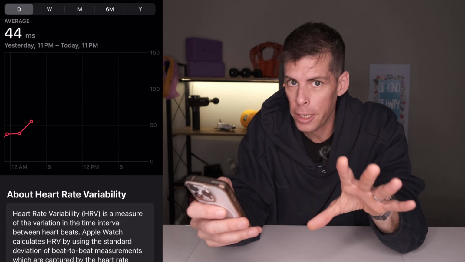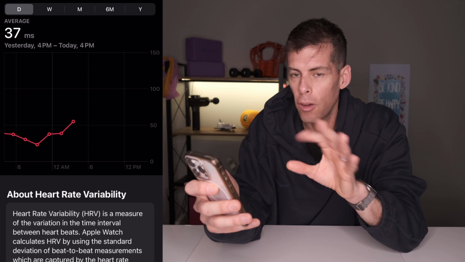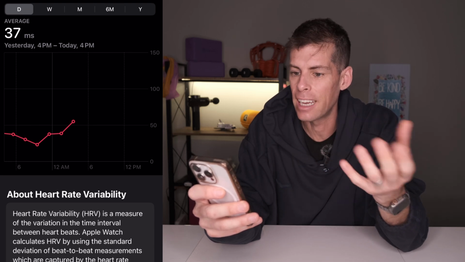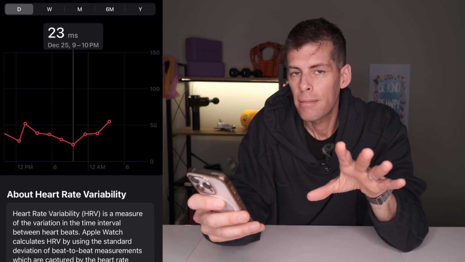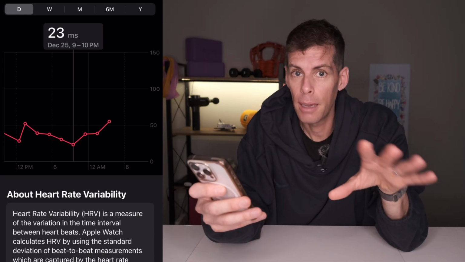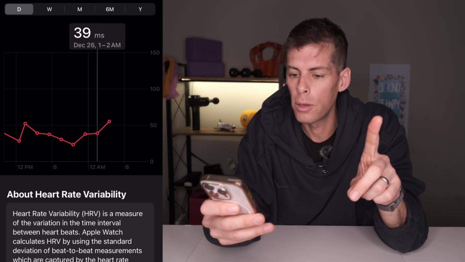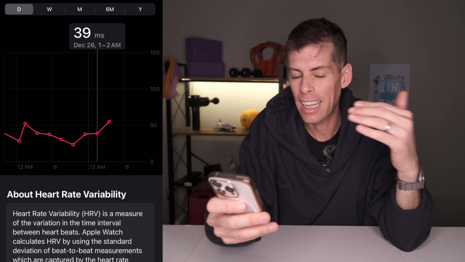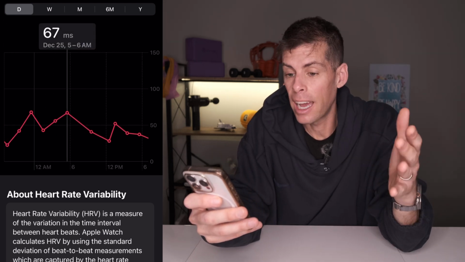So obviously I'm not very stressed talking to you guys, but if we go back, and you can look on the top left-hand corner of my phone screen, this is the day view. If I scroll back, you can see this low point right here, 23 milliseconds. To me, that's a little bit concerning because that is between 9 p.m. and 10 p.m. last night, and I was already asleep at that time. So if we jump up to between 1 and 2 a.m., we can see it has climbed to 39, but I'm going to come back just a little bit. We see a fairly high time for me.